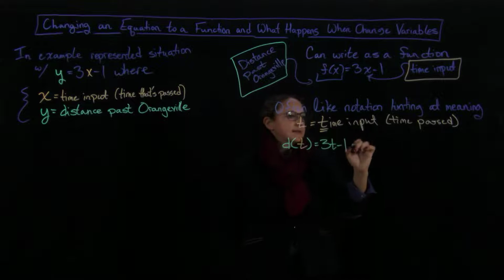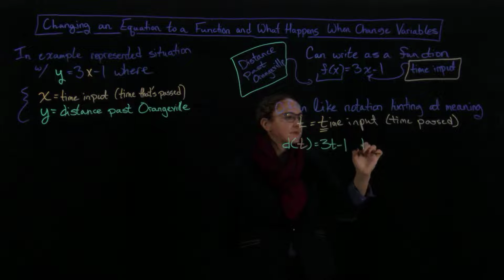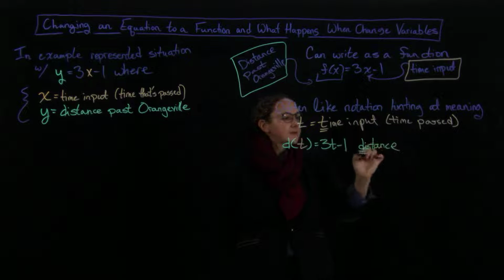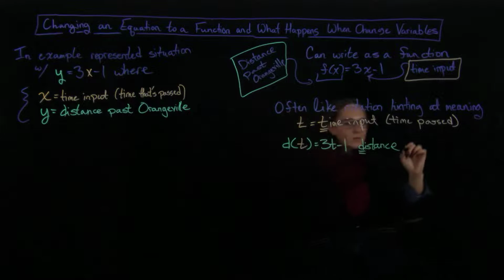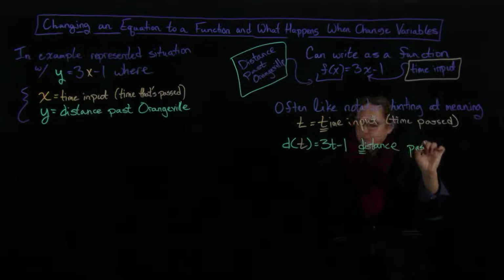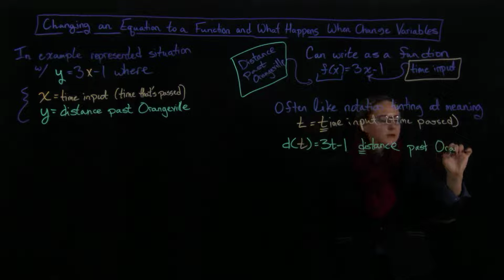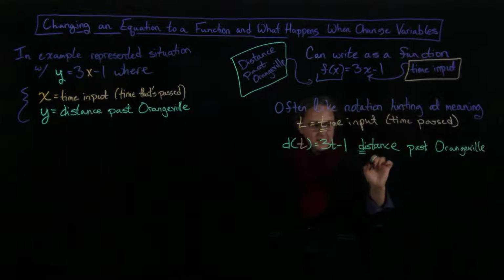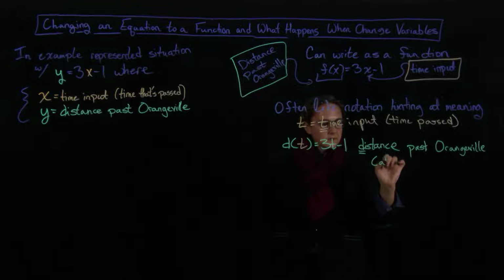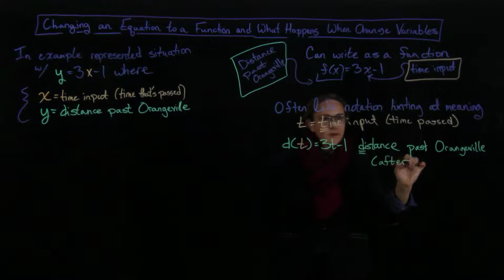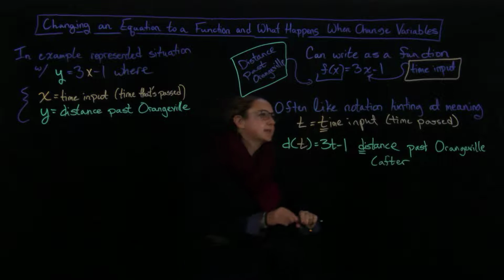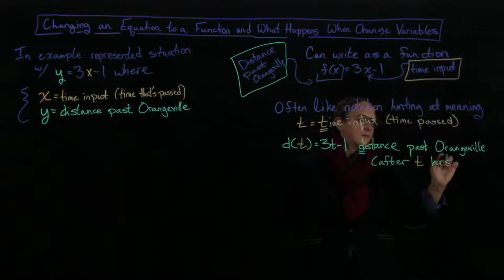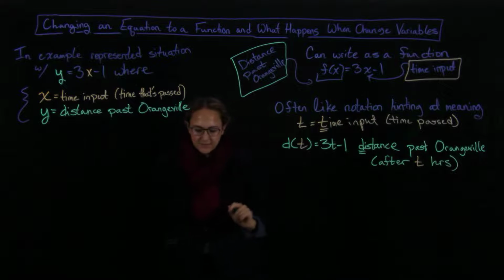So d of t equals 3t minus 1, and this would be the distance. The d was coming from the d here, distance past Orangeville, and then with this input here, t hours. If I went for t hours, how much past Orangeville would I be?